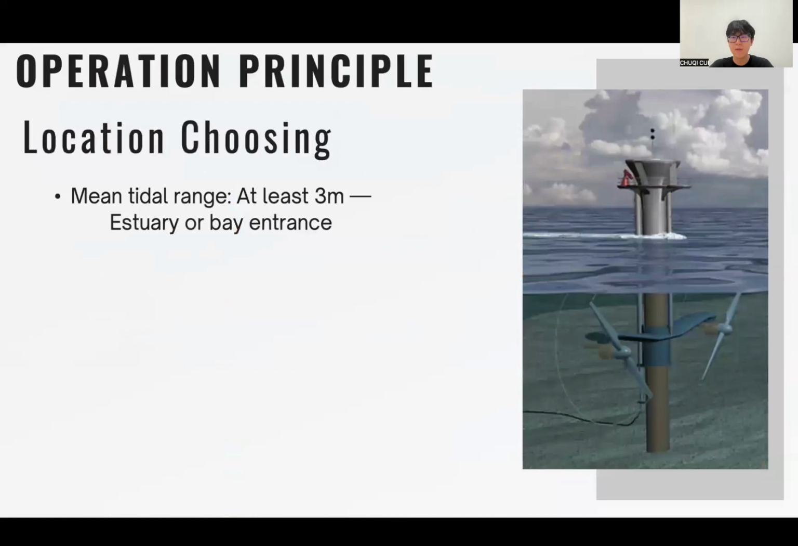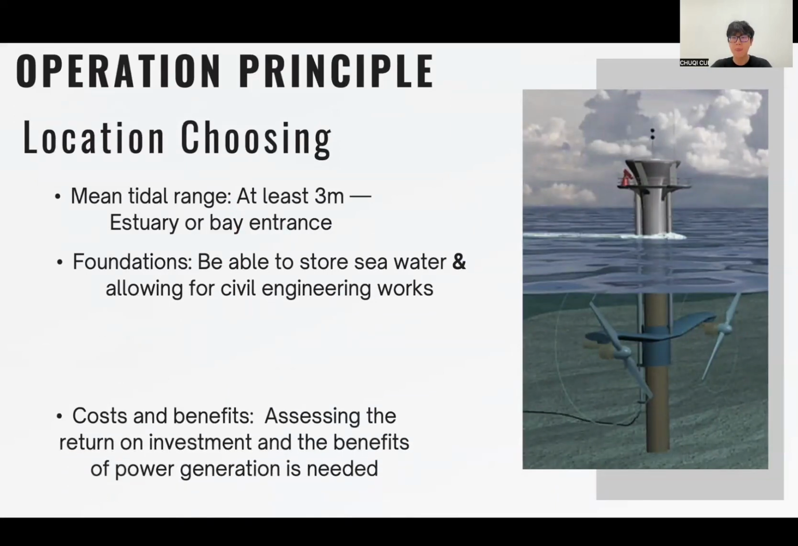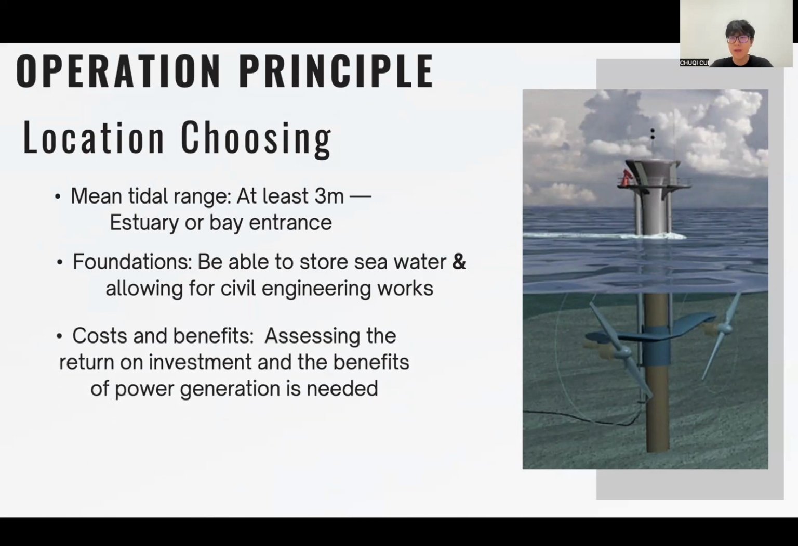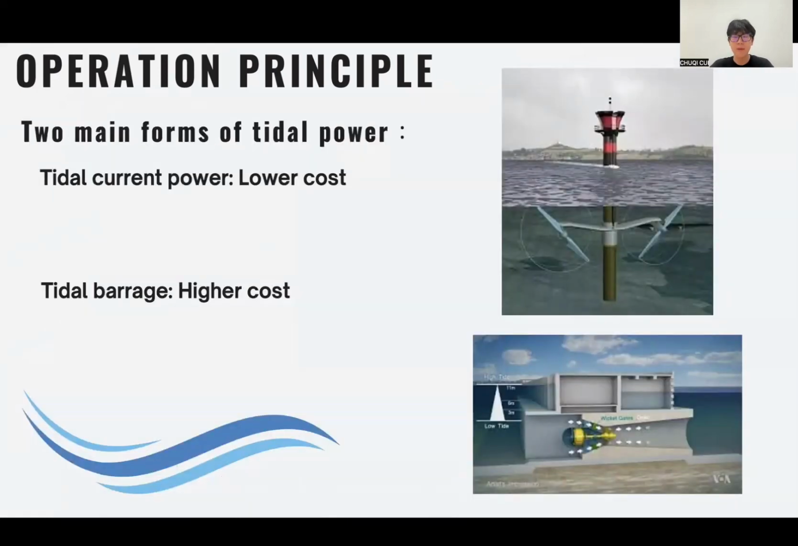A minimum tide range of 3 meters is required, often at a bay entrance. A steady foundation is required to make sure that the turbine won't be destroyed by high pressures. Before the construction, assessing the return on investment and the benefits of power generation, and analyzing the environmental impact are necessary. There are 2 main forms of tidal power.